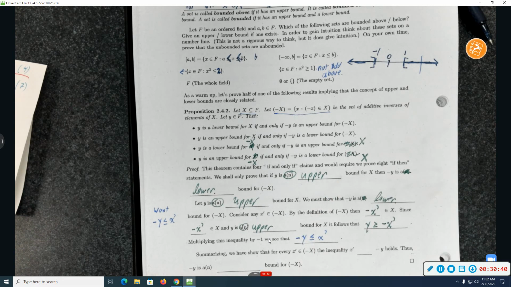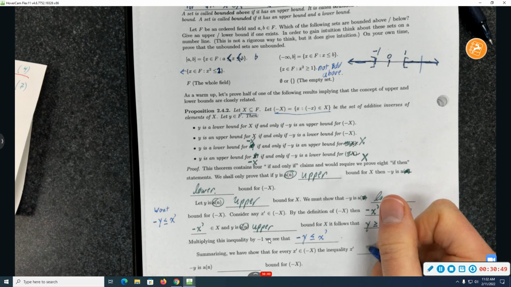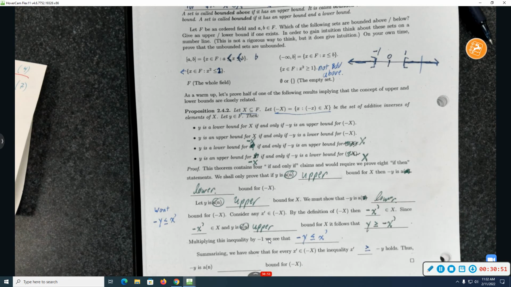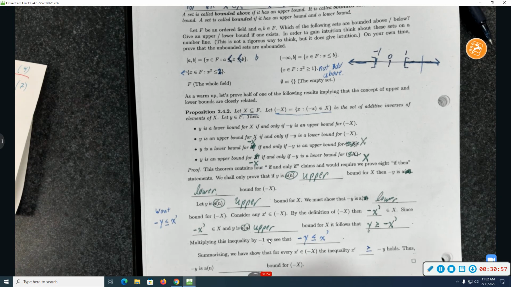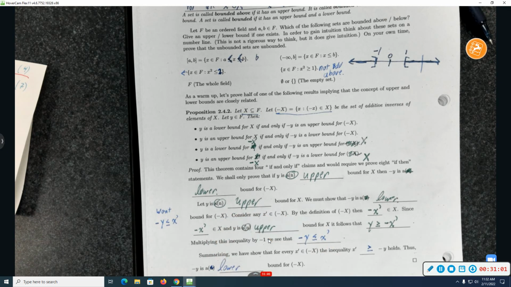So let's just write down a summary sentence and actually see if we believe the summary sentence. We have shown that for every x prime in minus x, the inequality x prime is bigger than or equal to minus y holds. I guess it's written the other way here, but that's equivalent. Thus, minus y is a lower bound for the set minus x. How do people feel about that?